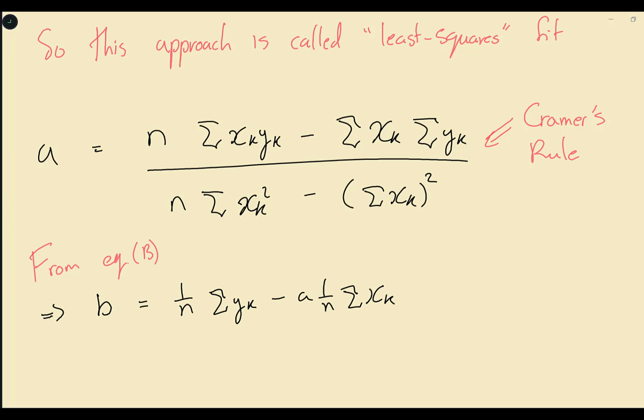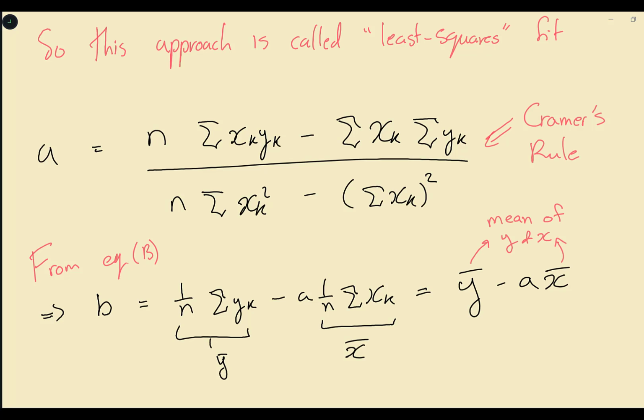To simplify this further, what we see here is 1 over n, which is the number of points, times the sum of the values of y. This here essentially is taking the average of the y values, and this here is also taking the average of the x values. In short, this is represented by a y with a bar on top, and this by an x with a bar on top. So what we get in this case is y bar, which is the average of y, minus a times x bar, which is the mean of x.